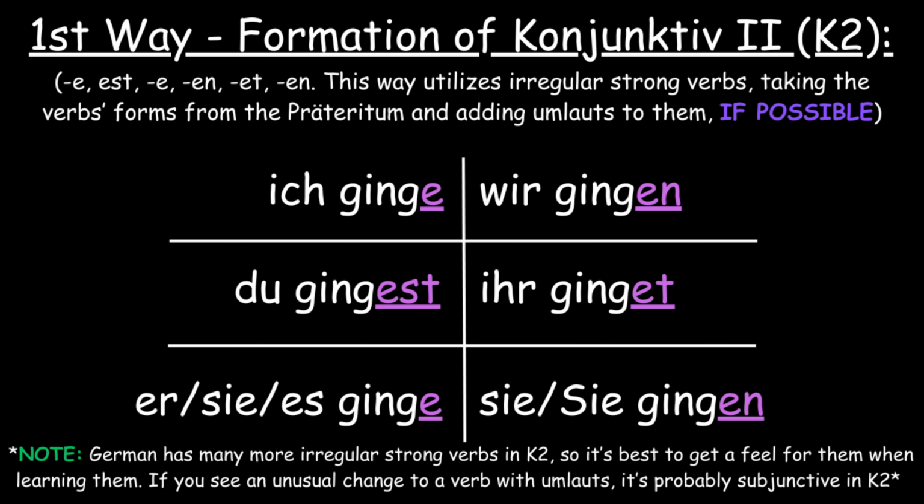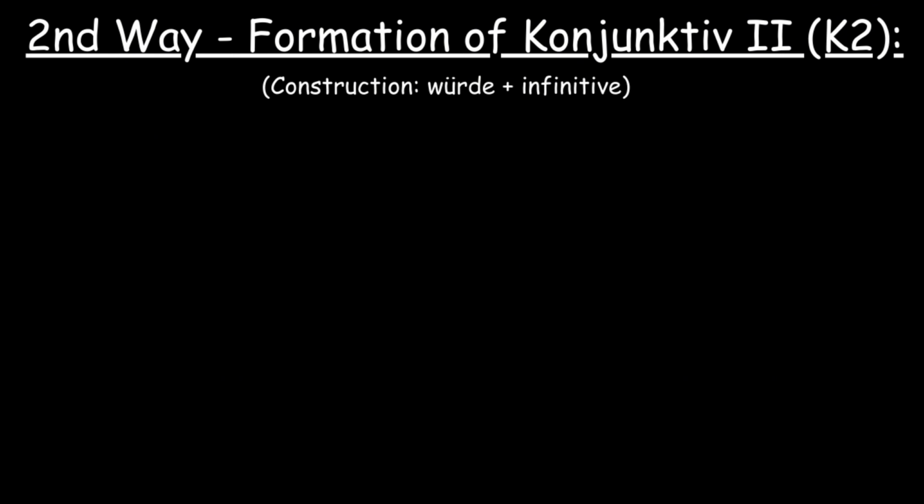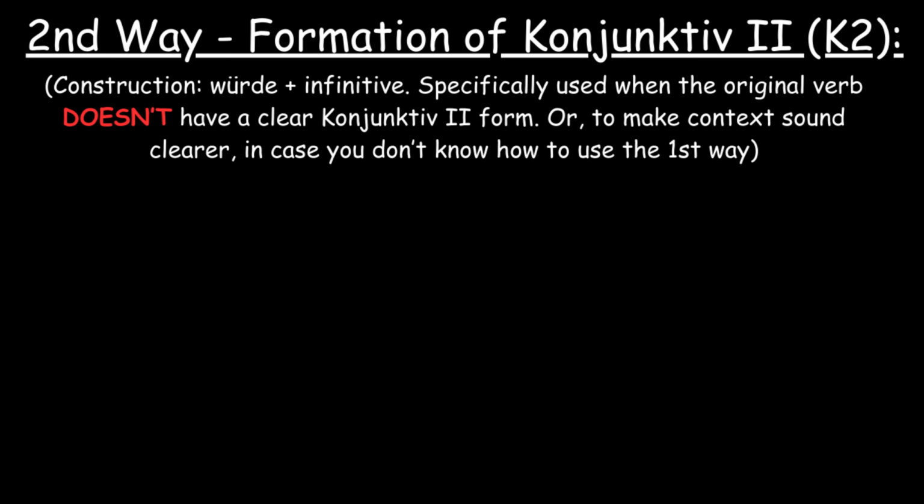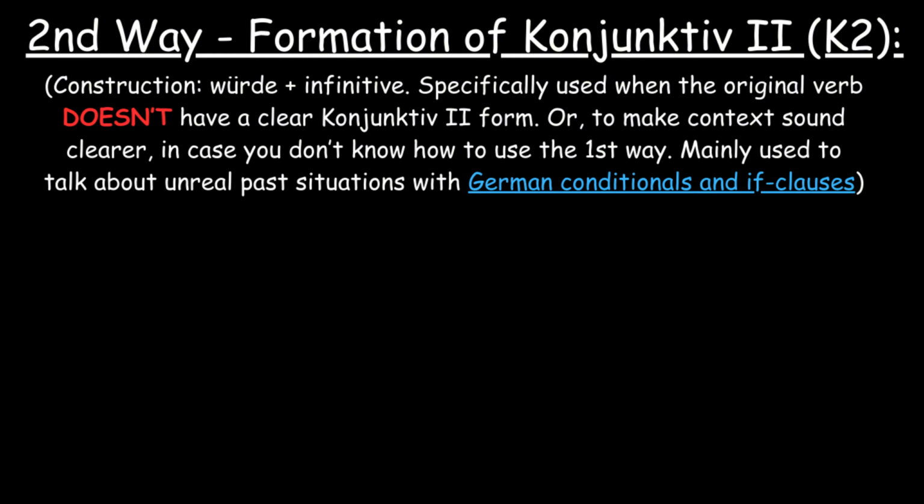Now, let's see the second way to form the mood. The second way to form Konjunktiv 2 has a construction with würde plus an infinitive. This pattern is specifically used when the original verb doesn't have a clear Konjunktiv 2 form, or sometimes it can be used to make context sound more clear, or in case you don't know how to use the first way. When applying it in context, it's mainly used to talk about unreal past situations following the German conditionals and if clauses, which I showed in a previous video.